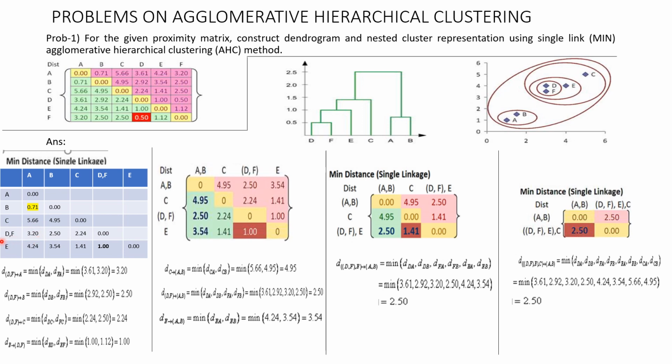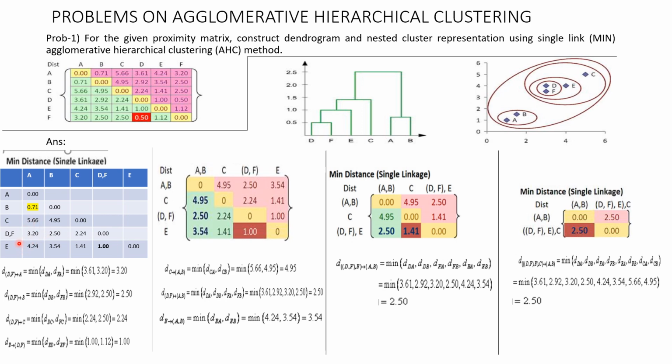Okay, again I'll repeat. You are calculating the distance from D, F to A. You have to use the min method or the single link method. So distance from D, F to A is the minimum of the distance from D to A or F to A. Which is the minimum? That minimum you should write here. What is the distance from D to A? D to A is 3.61. What is distance from F to A? F to A is 3.20. So 3.20 is less than 3.61. So it is 3.20. I'll continue.